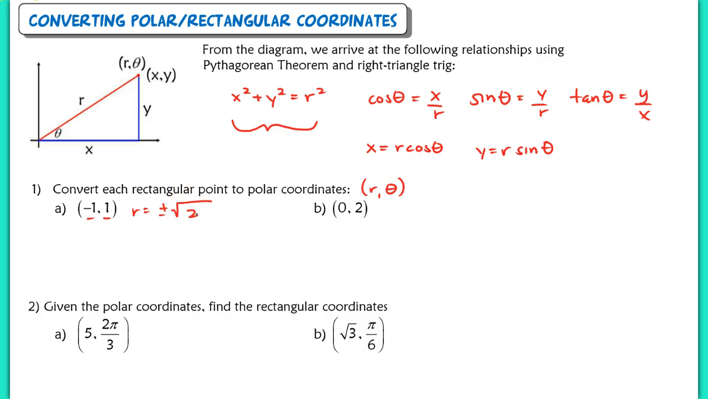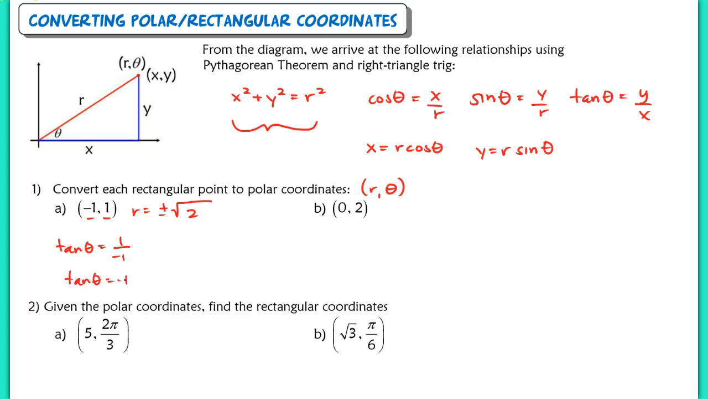Now I need to find theta next in order to get that coordinate. For theta, I could use either of these two other equations, but then I'd have to plug in r and do a little bit more work. Instead, I'm just going to use tangent of theta equals y over x, because it relates theta, y, and x. This is exactly the information that I have. So the tangent of theta should equal 1 over negative 1, or tangent of theta equals negative 1.